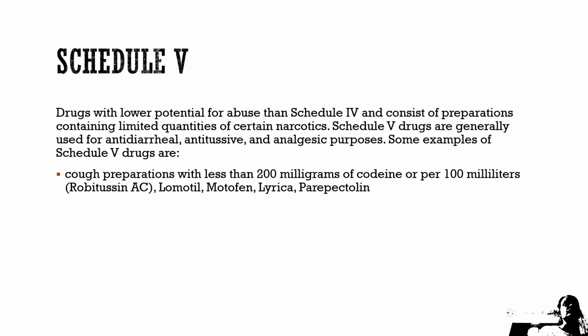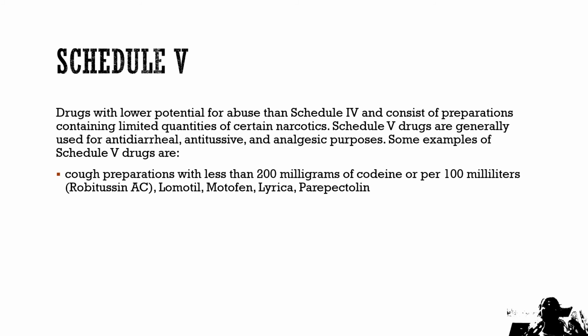And then there's Schedule 5 drugs. And these are drugs with the lowest potential for abuse. And they consist of preparations containing limited quantities of certain narcotics. Schedule 5 drugs are generally used for cough suppressants, antidiarrheal, antitussive. So they're basic analgesic purposes. These are things you're going to get over the counter for the most part. Sometimes today you have to show a license to do that, but they're mostly over the counter.